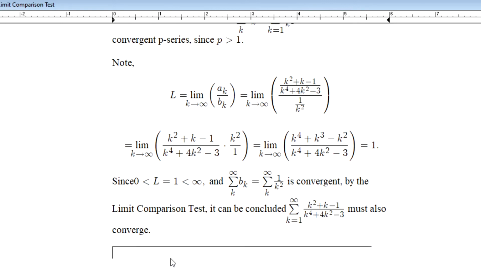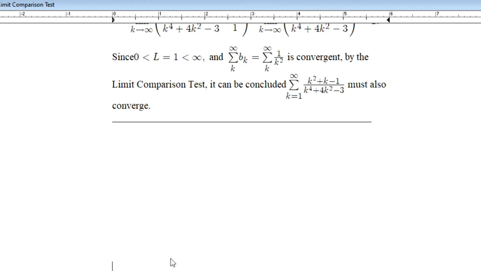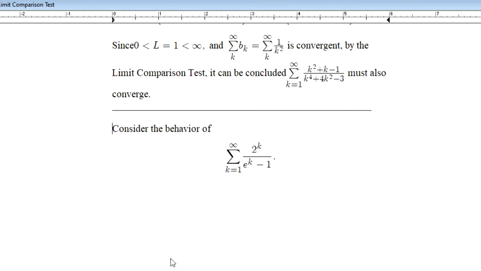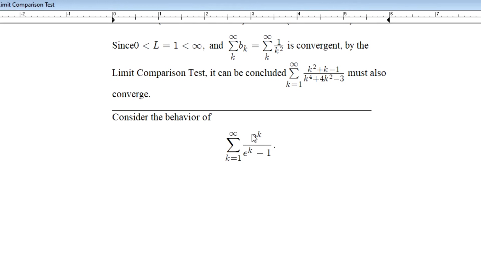Let's consider one more example here. If I bring another example into view, we might consider the behavior of 2 to the kth power over e to the kth power minus 1, the behavior of this infinite series where our terms are given by 2 to the kth over e to the kth minus 1.